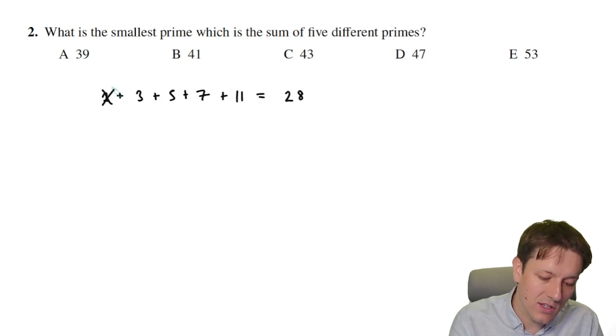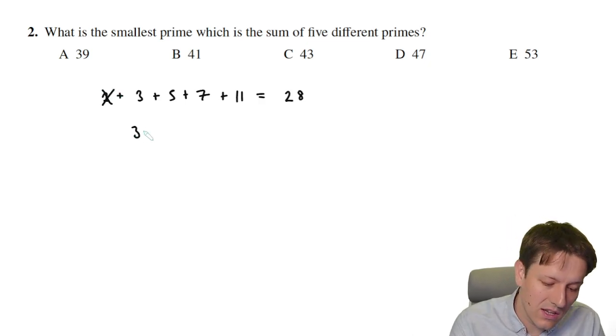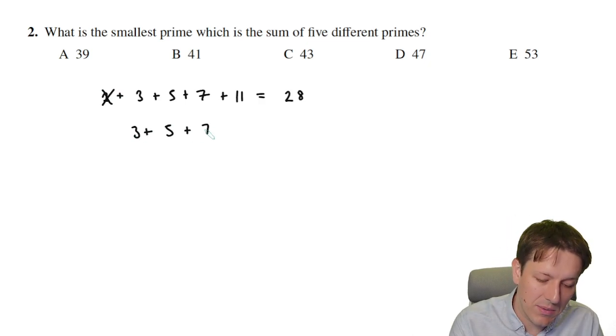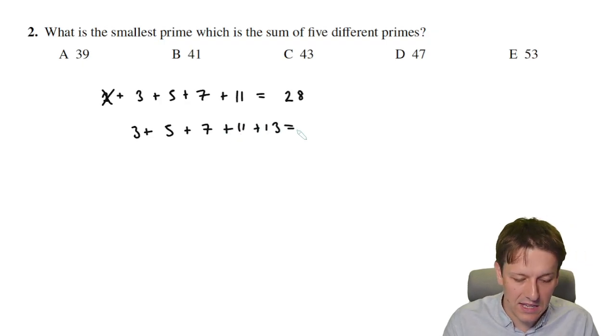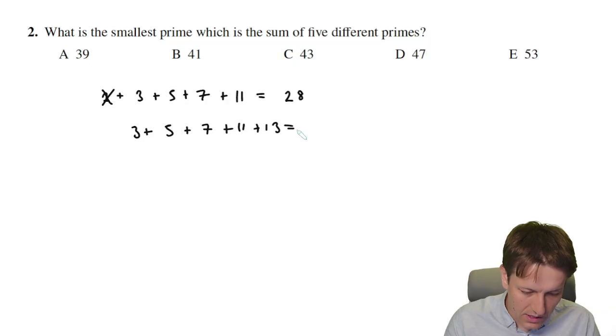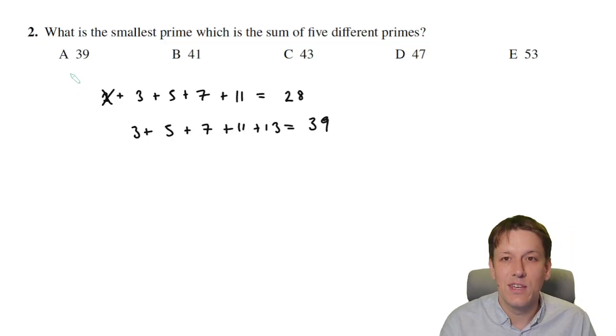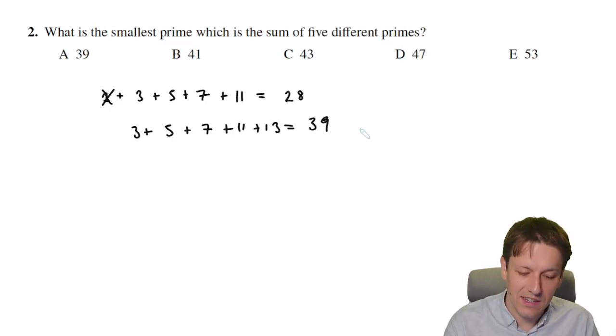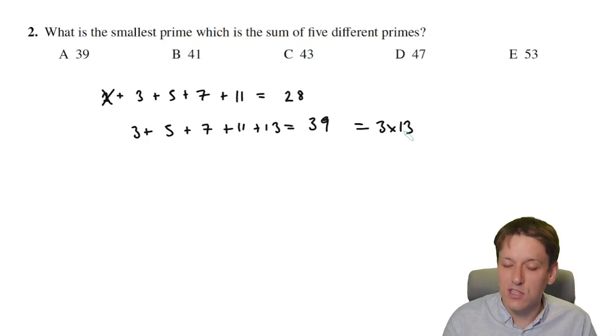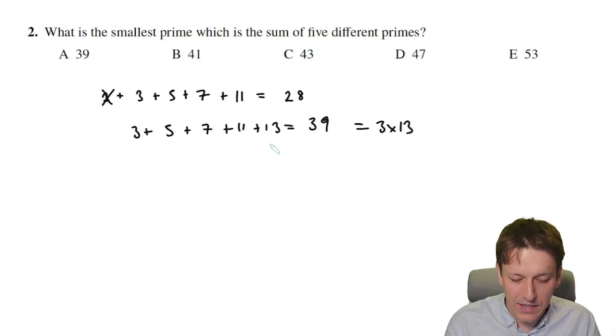So actually I can exclude 2 from the consideration, and then the next one I would try would be 3 plus 5 plus 7 plus 11 plus 13 here. So I'm going to get 11 more than I did in my previous attempt here, so that's going to be 39. That is in the list here. Might be tempted to go for that, but 39 is not prime because it's 3 times 13, so we need to keep searching. So I'm going to have to include the next prime in the list, which is 17.